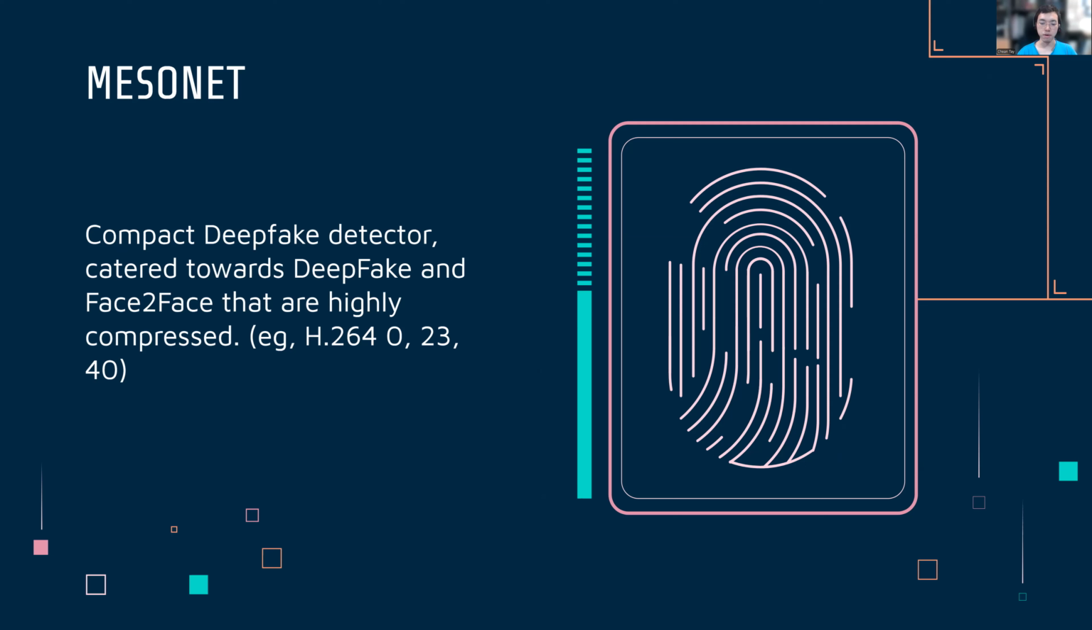deepfake generation methods. The detector was made for videos that are highly compressed through endless cycles of reposting on social media, namely H.264 video encodings of the levels 0, 23, and 40. 0 being lossless compression, 23 being light compression, and 40 being highly compressed videos.